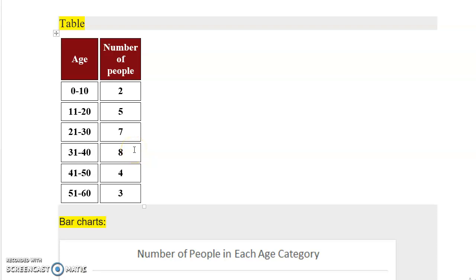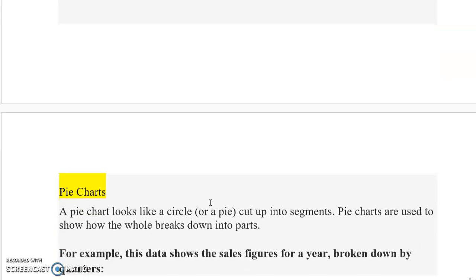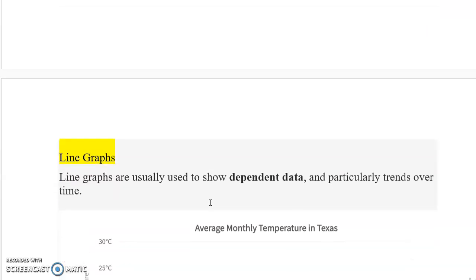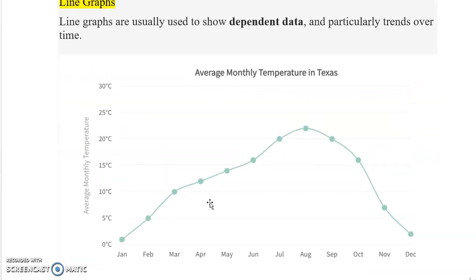Simply, you can make it like in Microsoft Word. You can get from the icon insert, you can get a table. So you can decide the number of columns, the number of rows, and so on. Now, what is to do with those charts, with those visual aids?